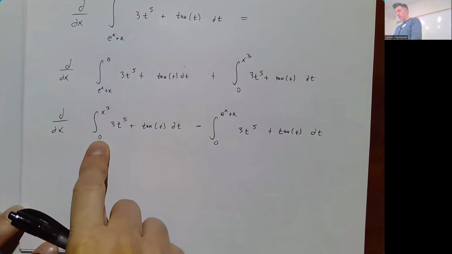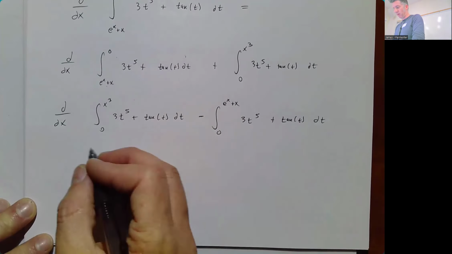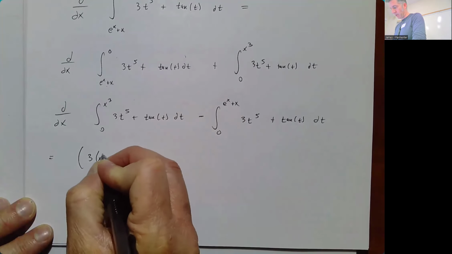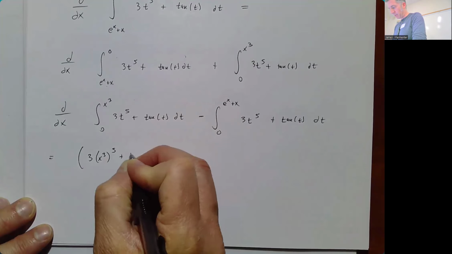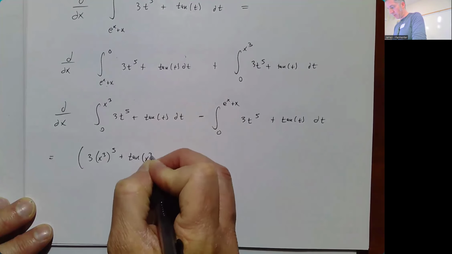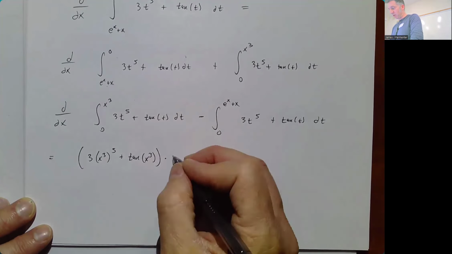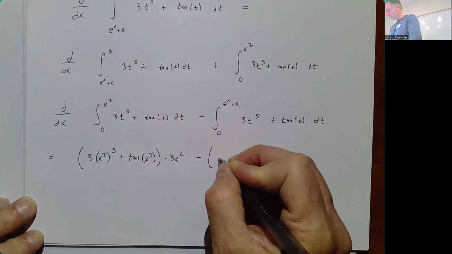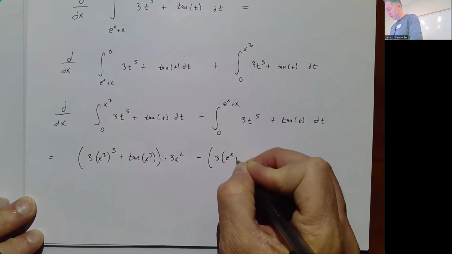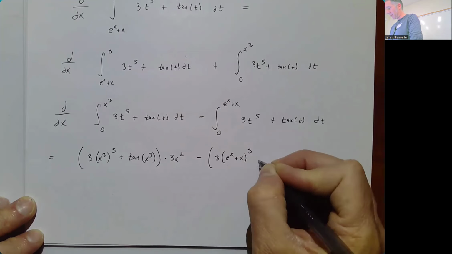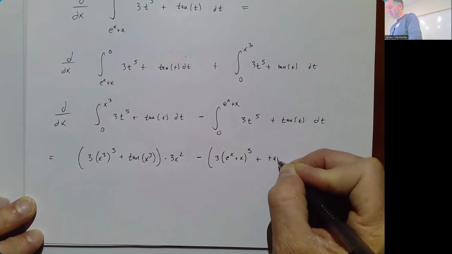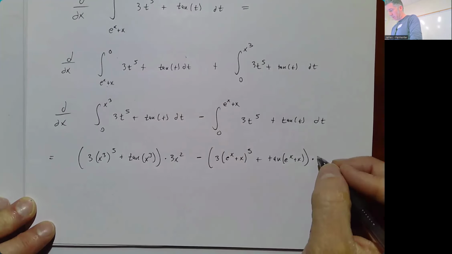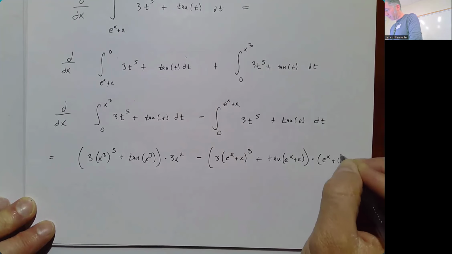The derivative of this is just going to be plug in the x cubed, multiply by 3x squared. So we're going to get 3 times x cubed to the 5th plus tangent of x cubed times the derivative of x cubed, minus same deal here. 3 times e to the x plus x to the 5th plus, I should have picked a nicer function, tangent of e to the x plus x, all times the derivative of e to the x plus x, which is e to the x plus 1.